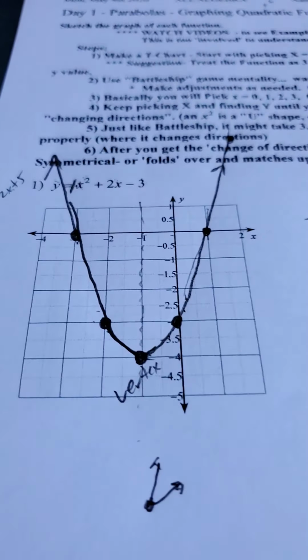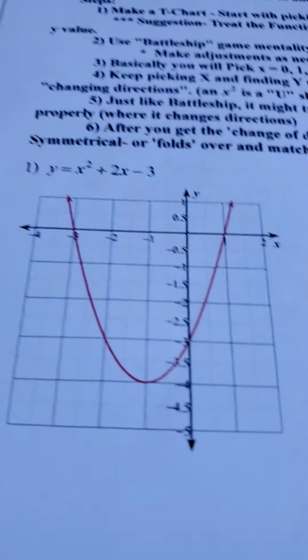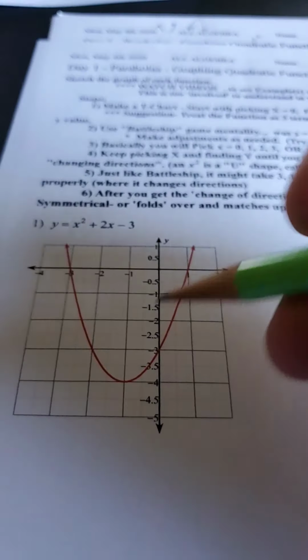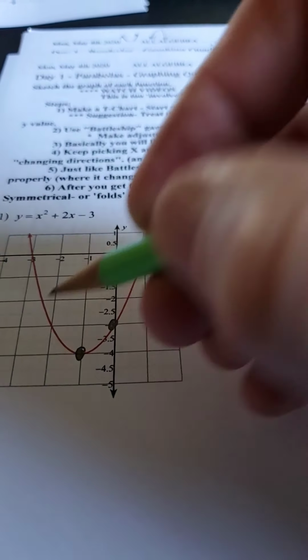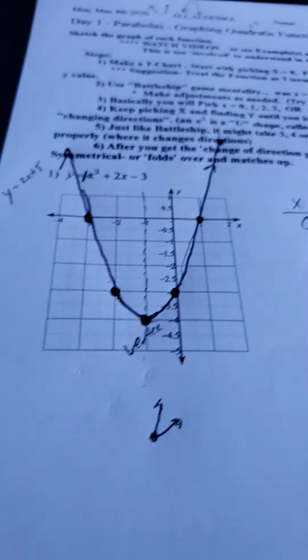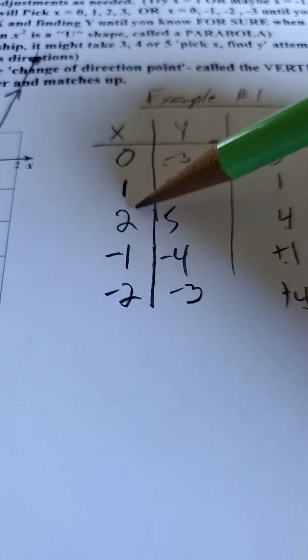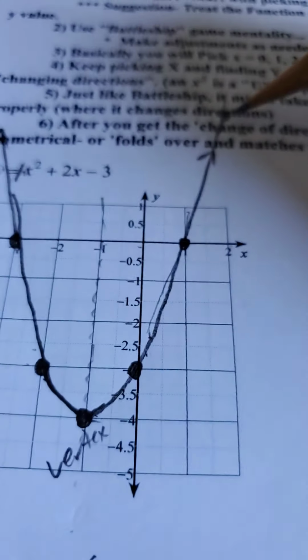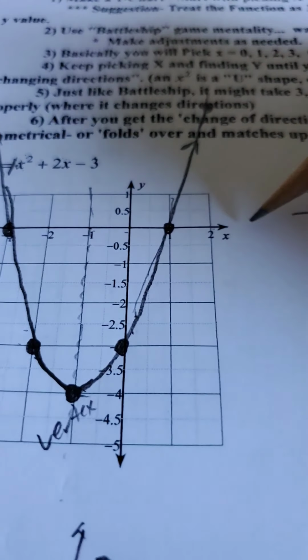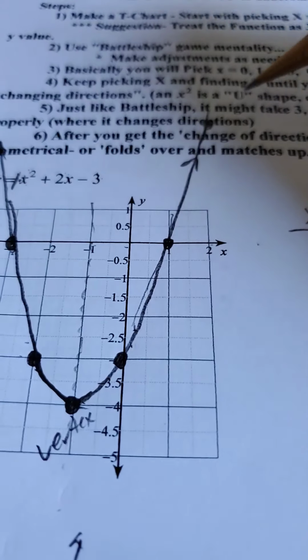Okay? And then this is what the answer looks like on my beautiful looking paper. Okay, there's the vertex. There's the points I found. Okay. What you will find doing this is sometimes it might take 5, 6, 7 points to figure out where the graph is changing directions. Once I got to positive 2, it was off the chart. So plugging in positive 3 just would have made it worse.